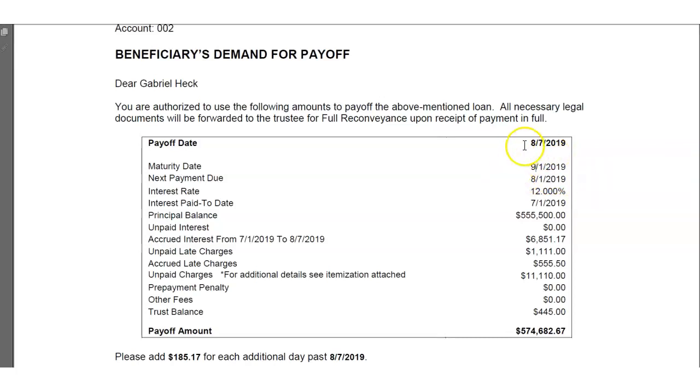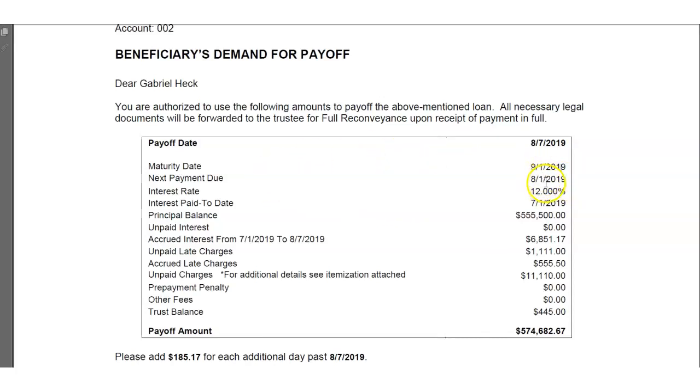So anyway, we're just going to go over this payoff date. So the payoff date is on this one, 8/7, which is today's date. Maturity date on this one is 9/1, meaning I do have a loan extension through this date. So this one would probably look a little differently, being that there is a loan extension through 9/1, because we would do what's called a per diem. I'm not going to get into the specifics of that right now. I'm just going to kind of break down what this one looks like.